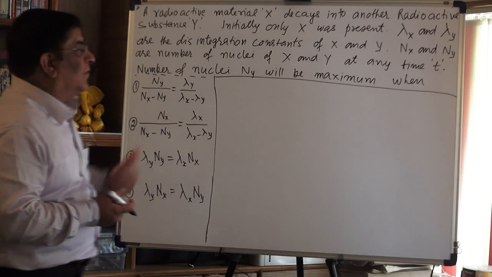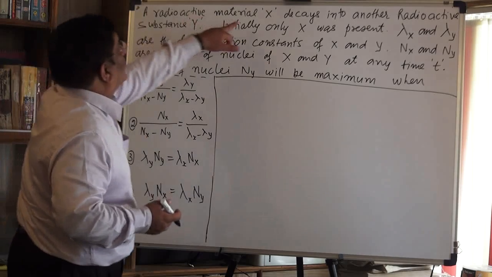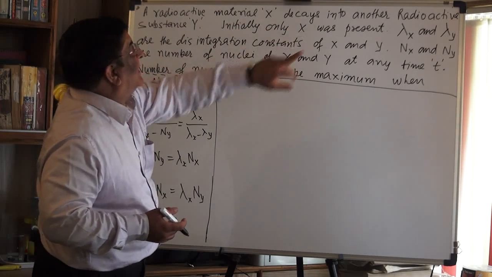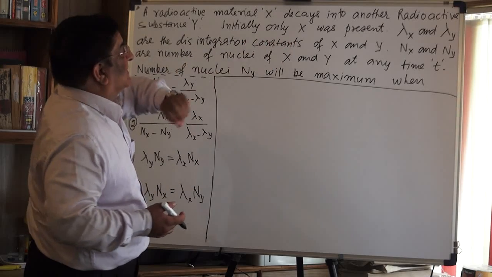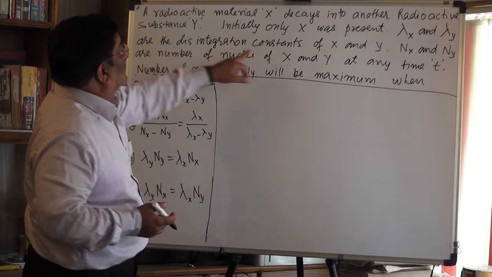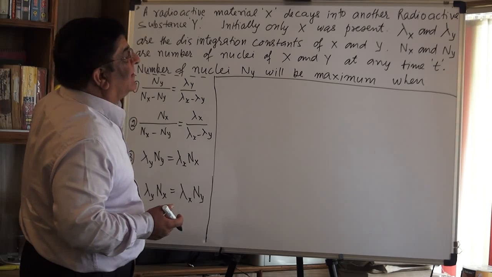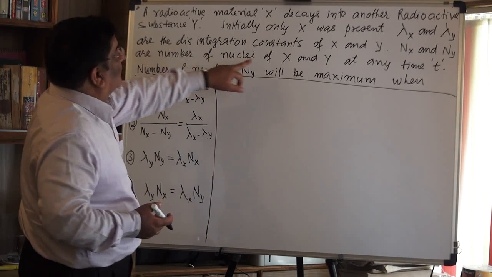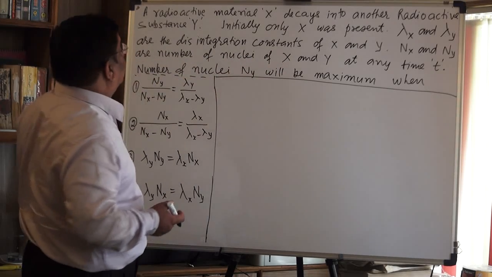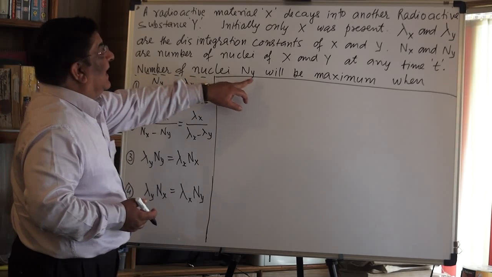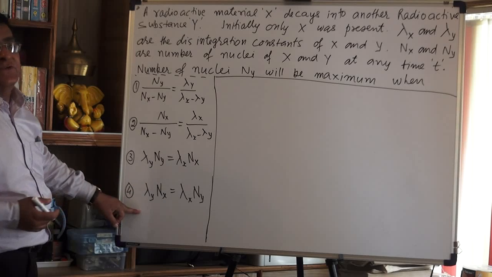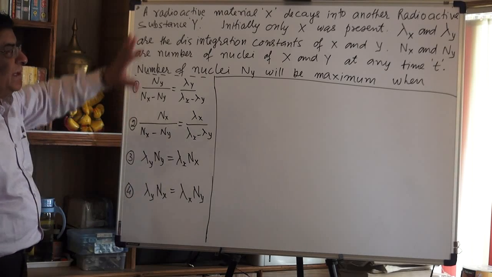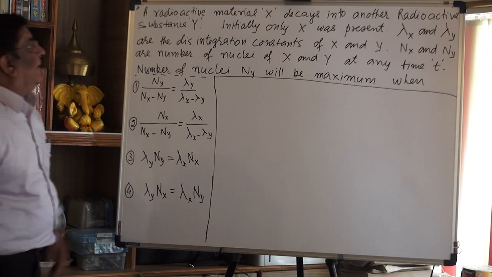Okay, here is another question from radioactivity. A radioactive material X decays into another radioactive substance Y. Initially only X was present. Delta X, delta Y are the disintegration constants of X and Y. Nx and Ny are the number of nuclei X and Y at any time t. Number of nuclei Ny will be maximum when either of these conditions is present. Read it once again.